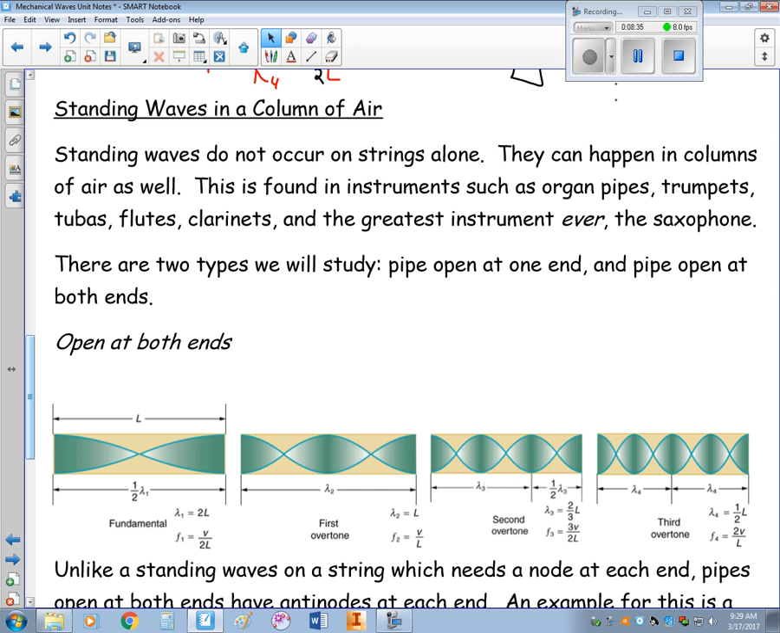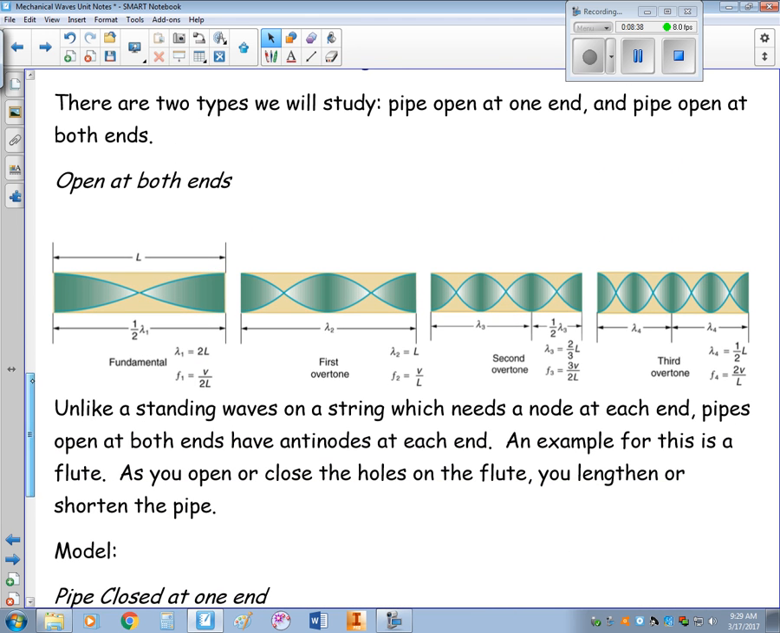So let's take a look at the first one, opened at both ends. This is going to be identical to the string, except for a string we had nodes at each end. For here we're going to have antinodes at each end. So this right here represents the first harmonic, and L is the length of it. And just some things to notice with a standing wave. It might be kind of hard to see, but hopefully you can see that this is like half of a wavelength. So if I wanted to get a wavelength, I need to multiply the length of the tube by 2.